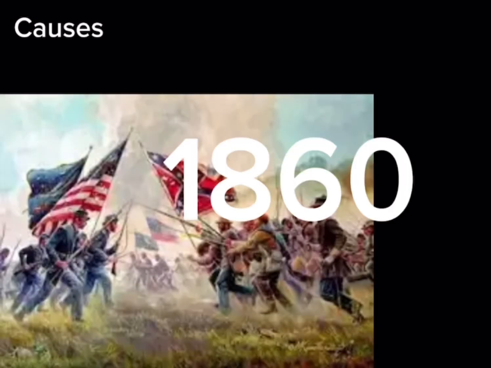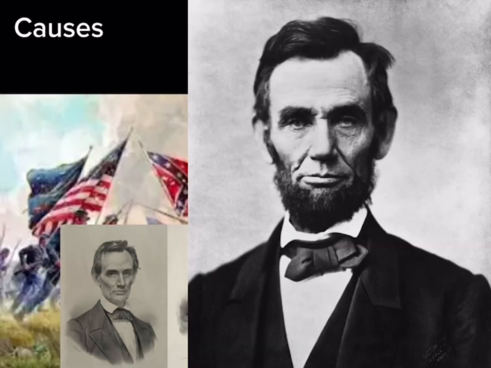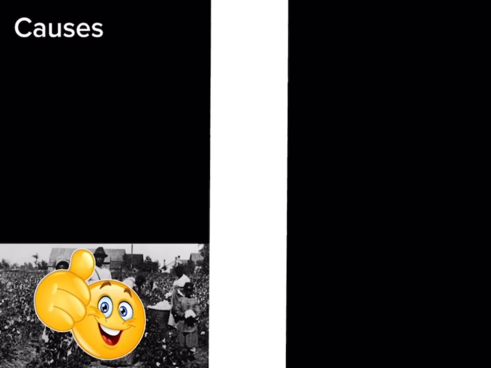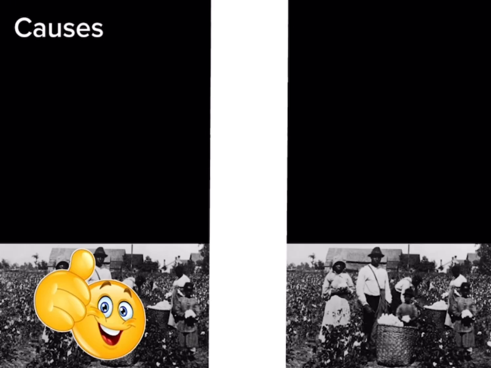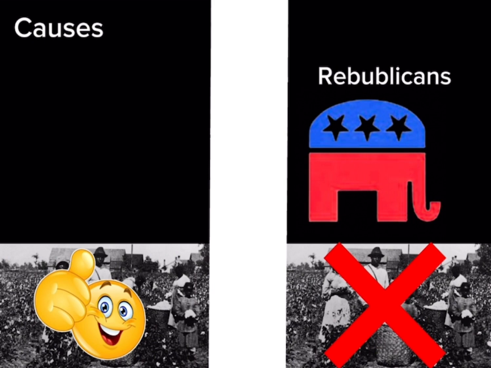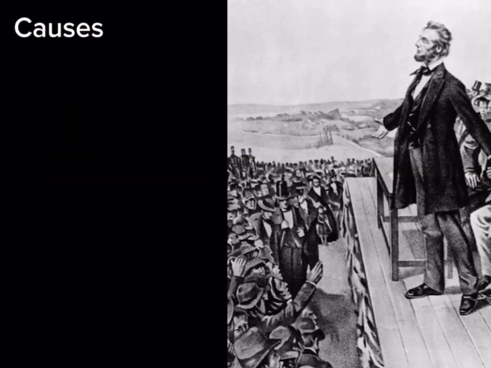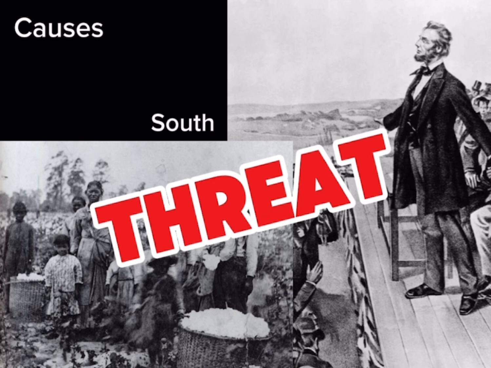The first cause of the American Civil War is the election of 1860. Lincoln won this election, and it was very close. It was basically divided between people who wanted slavery and those who didn't. The Republicans hated slavery, and the Democrats loved slavery. Lincoln's victory seemed like a threat to the Southern way of life because it was deeply tied to slavery.